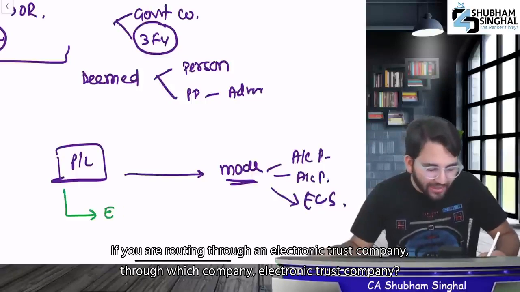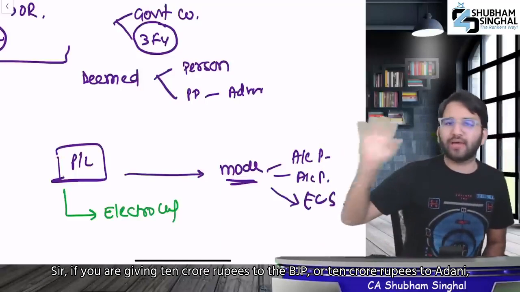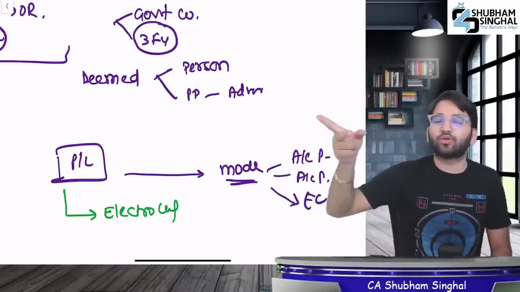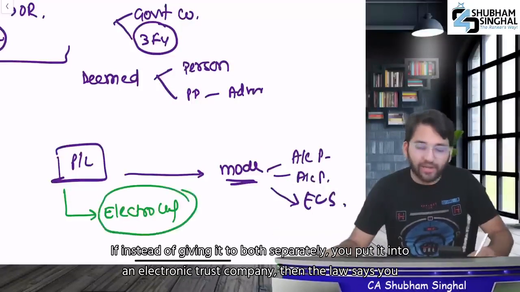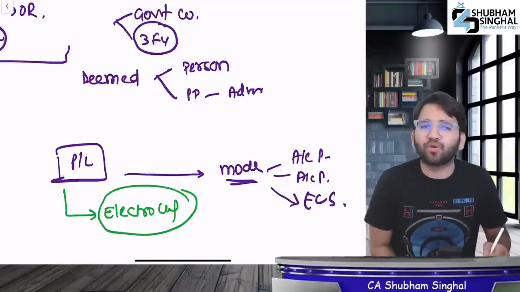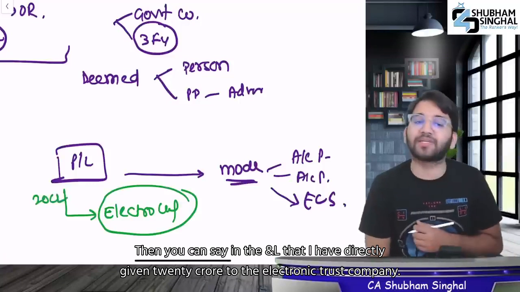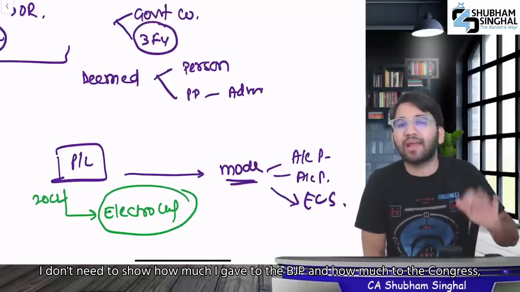Furthermore, if you are routing through the electoral trust company, what is it? It's the electoral trust company. If you are giving 10 crores to BJP and 10 crores to Congress, you have to show both separately. If instead of giving it to both separately, you put it into electoral trust company, then law says no need to show the split. Then you can say in P&L that I have given 20 crore to electoral trust company. I don't need to show how much I gave to the BJP and the Congress.